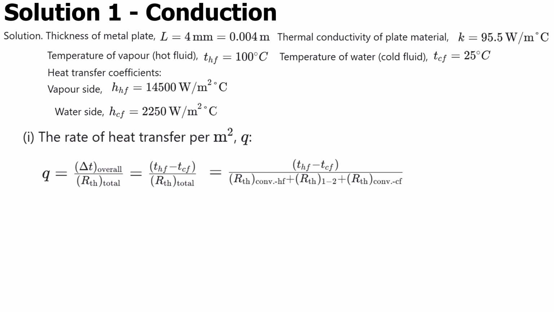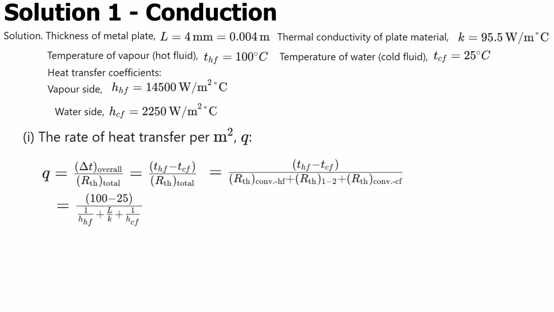Now, expanding on the total thermal resistance, it comprises three components: the convective resistance on the hot fluid side, the conductive resistance through the metal plate, and the convective resistance on the cold fluid side. Each of these resistances can be expressed in terms of the given parameters.